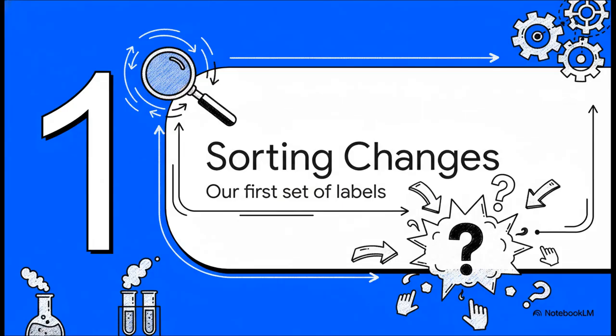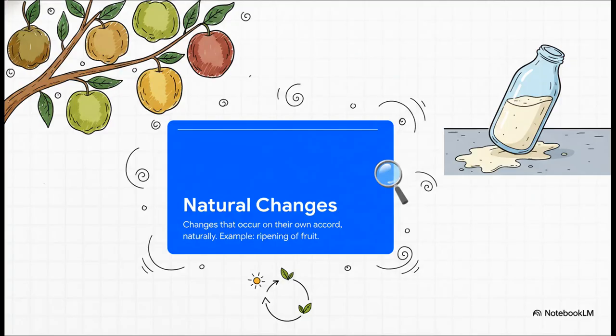To start sorting all this out, let's ask a super simple question. Who or what is making the change happen? First up, you've got natural changes. These are the ones that just happen, right? An apple ripening on a tree, milk going sour in the fridge. They happen all by themselves, no help from us.